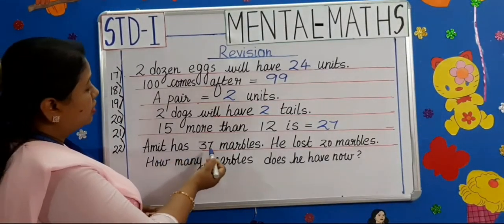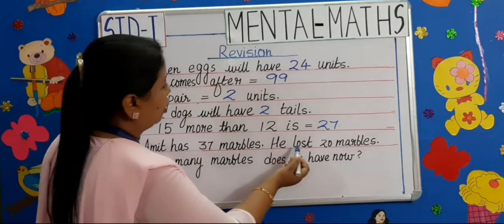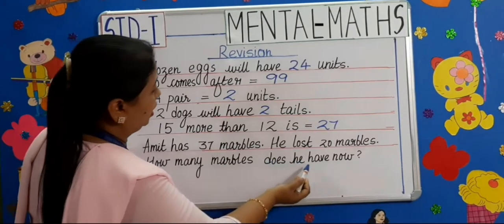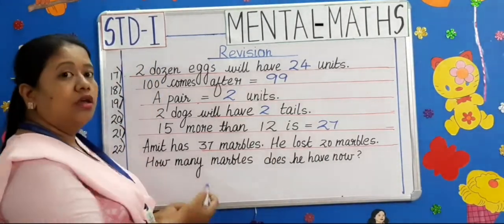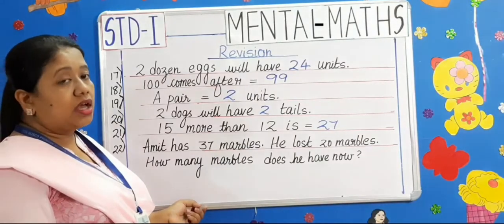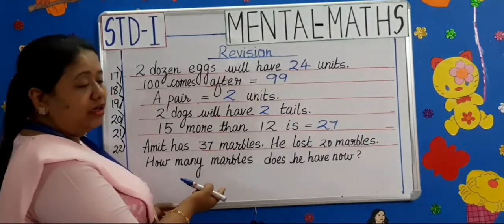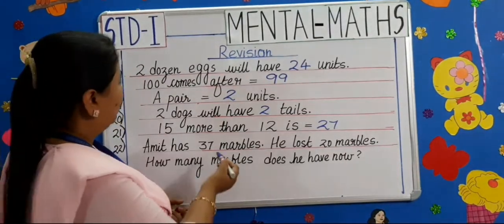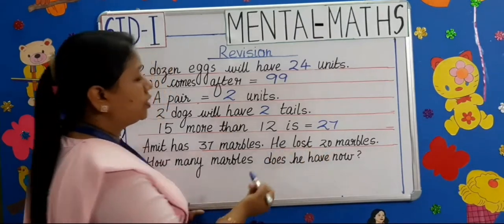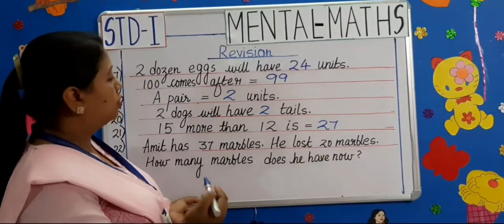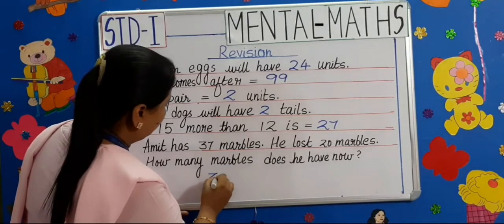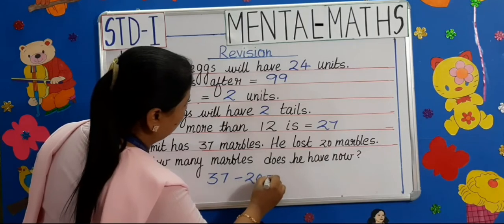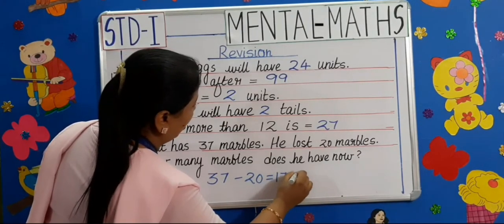Amit has 37 marbles. He lost 20 marbles. How many marbles does he have now? This is a word problem. What is being asked for? Yes, here we have to do subtraction. 37 minus 20 because Amit lost the marbles. So let's subtract. 37 minus 20 is 17 marbles.